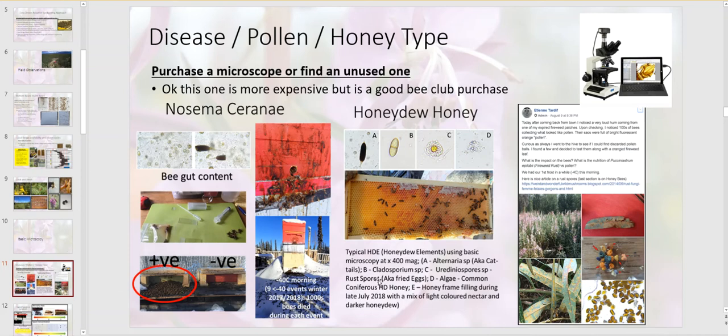I have a lot of honeydew honey in this area, so you'll start seeing a lot of honeydew trace elements in the bee guts that show signs of Nosema. Is it a connection? It may be. There's probably more to it than just that. My bees do tend to collect a lot of rust spores later in the season, especially in mid to late August, and they do pack it in.